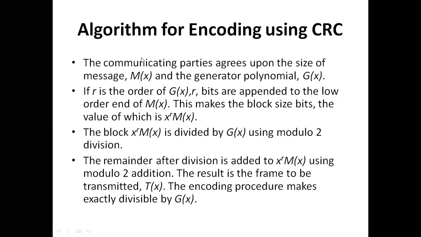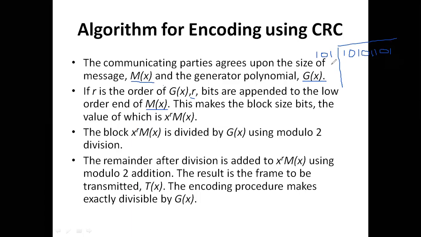Next, this is the algorithm for encoding using CRC. At the sender side, the communication parties agree upon the message m of x and the generator polynomial g of x. So g of x is the divisor and m of x is the message which the sender wants to transmit. If r is the order of g of x, then r bits are appended to the low order end of m of x. For example, the polynomial may be 101.